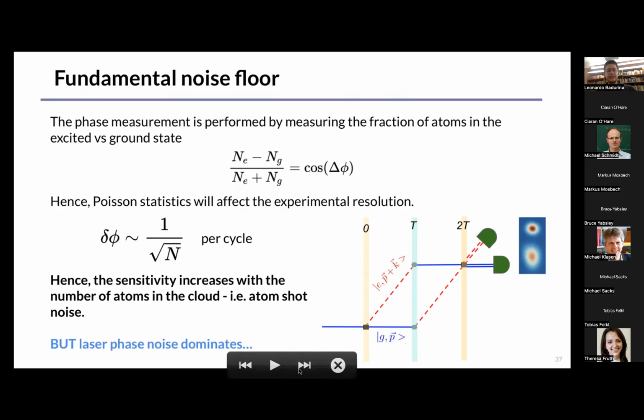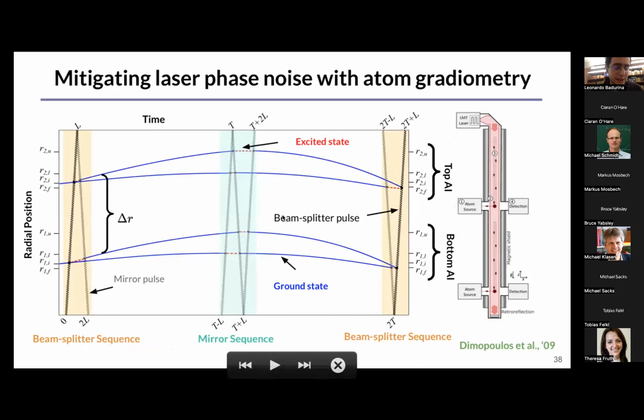But unfortunately, that's not the entire story, because the caveat I used, which is if all other noise sources are mitigated or suppressed, is quite a tricky statement to implement, at least. Indeed, the largest noise which affects these types of measurements is laser phase noise. And this has to do effectively with fluctuations in photon numbers in laser beams. But there is a way of circumventing this effect. This really dominant noise can be mitigated by using an atom gradiometer.